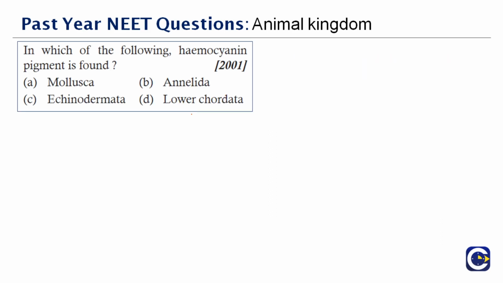Next question here. In which of the following is hemocyanin pigment found? What do you mean? It's a pigment. They have given you a clue now. What clue?